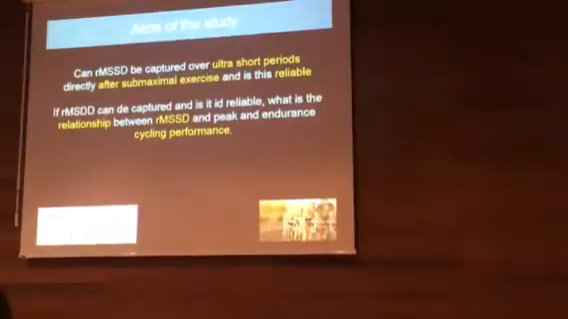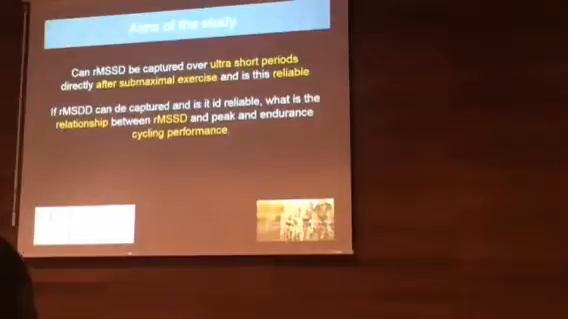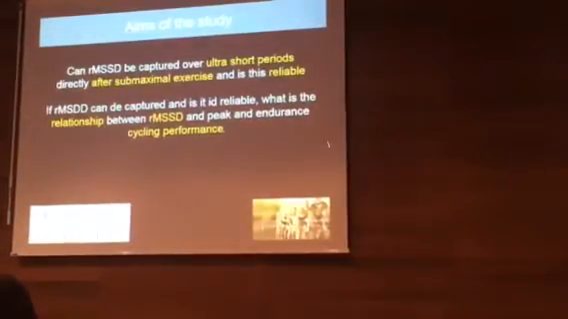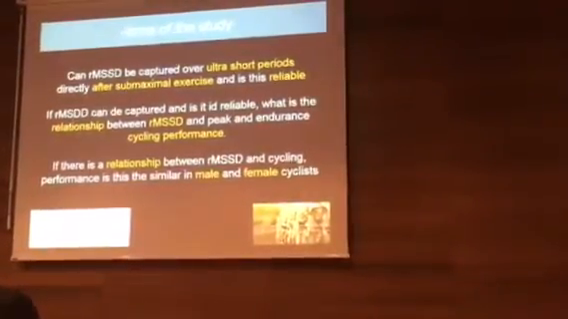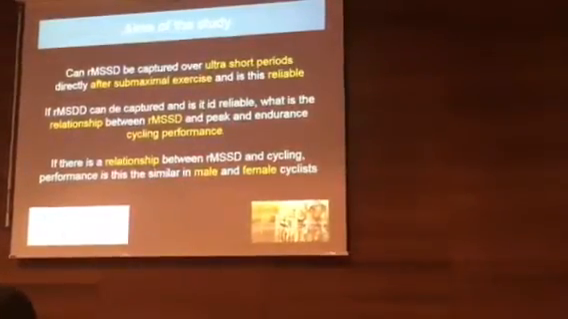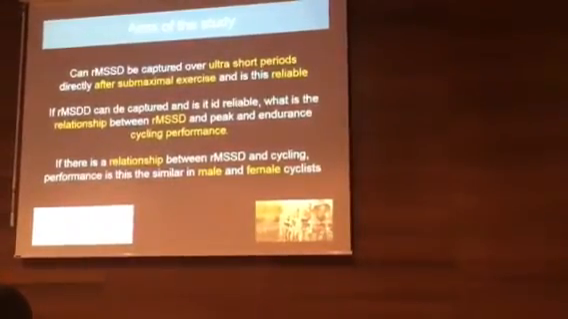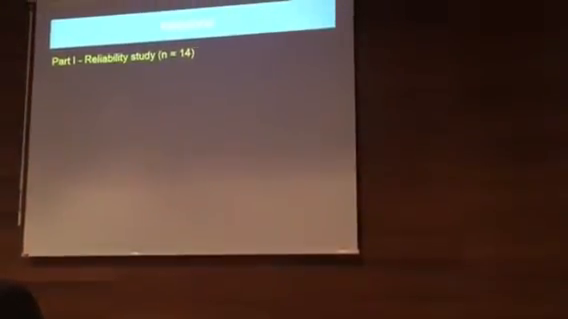If it can be captured, is it reliable? Does it mean anything? Is there any relationship between the measurement that we make and any of the cycling performances that we want to look at, so peak performance and endurance performance? In addition, is this then similar in male and female cyclists, or are there differences between the two? So do we need to differentiate between them if we start using it as one of our parameters to monitor cyclists and fine-tune training?